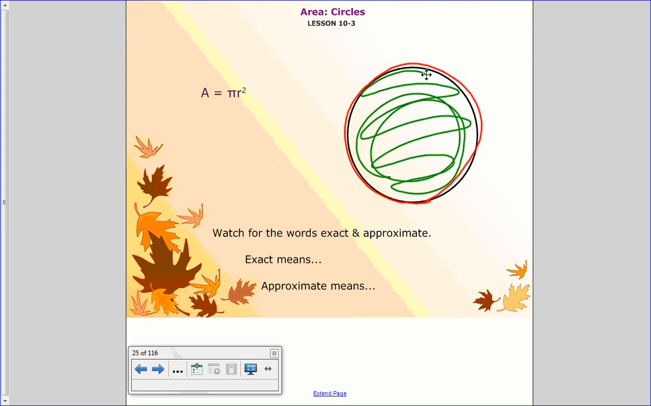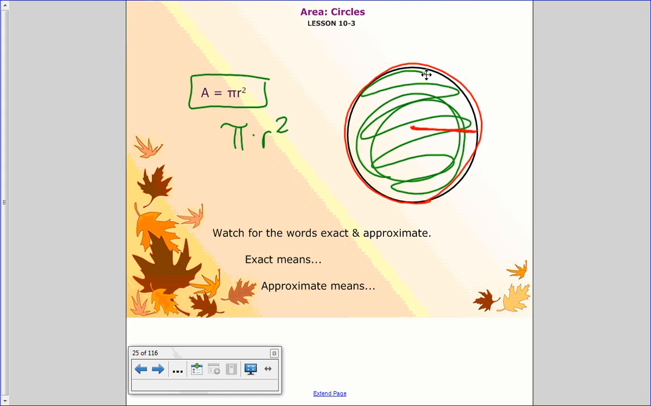So how we do that is using this formula. Area is equal to pi times the radius squared. And when we talk about the radius, that's just half of the diameter. So you're going to really be using pi r squared.